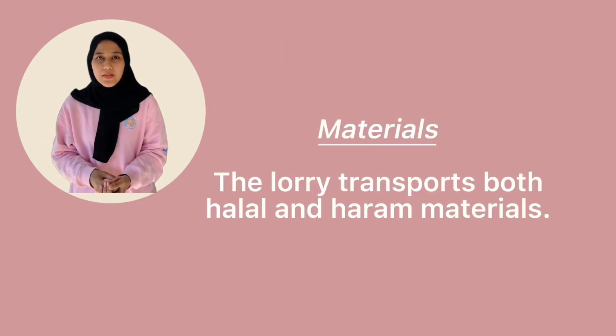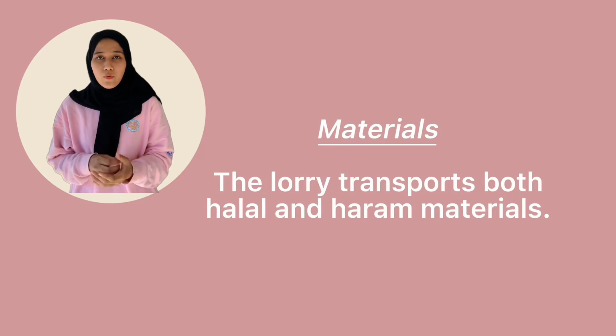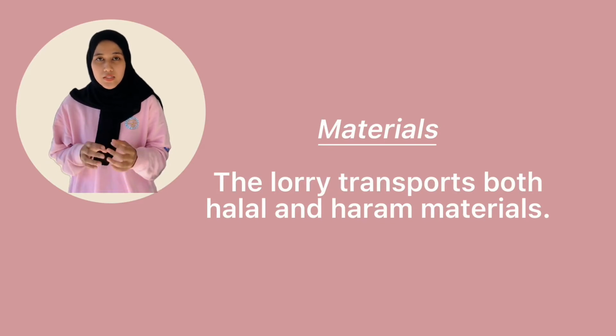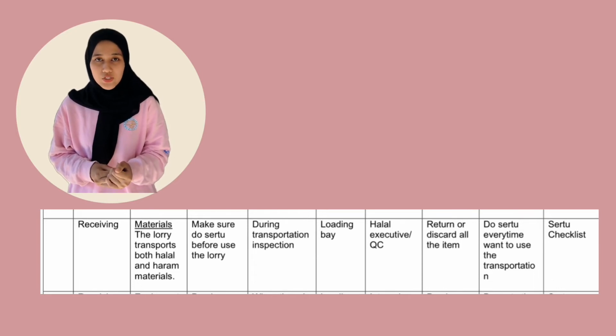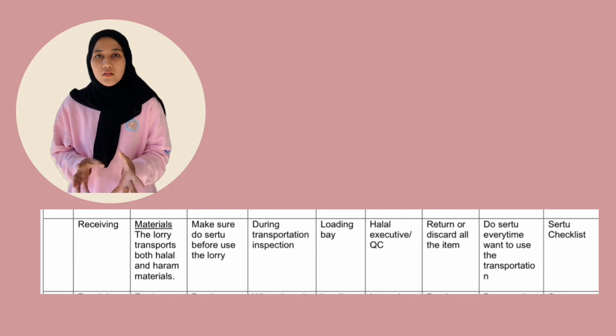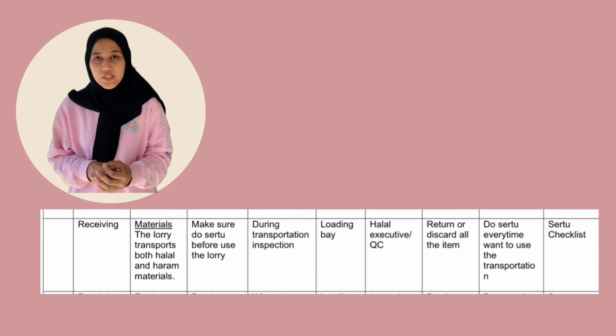Second is halal threats from material. The lorry transports both halal and haram goods. To avoid this, make sure to perform a certain inspection at the loading bay by a halal executive or QC for preventive action before using the lorry during transportation. The action the company took was to return or discard all of the items and to do so every time they wanted to use the transportation.